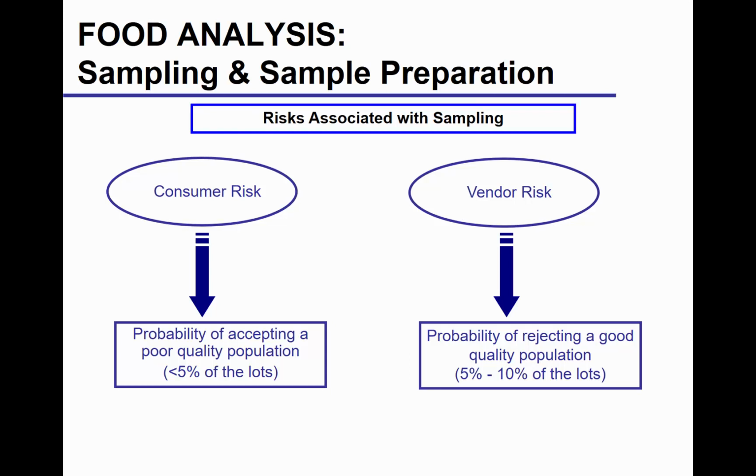So you go, okay, I'm going to be 90% sure that my decision is correct in rejecting a good quality population. In this case, when you reject, the risk is on you losing money. Here, when you accept, the risk is on the consumer getting sick. Or not necessarily sick, but getting a product that is not of good quality, so they won't buy your product again.